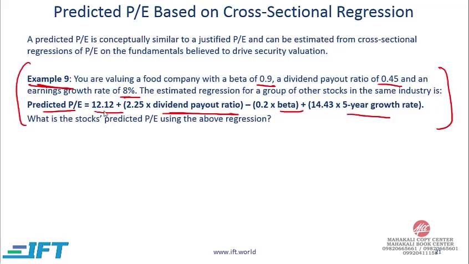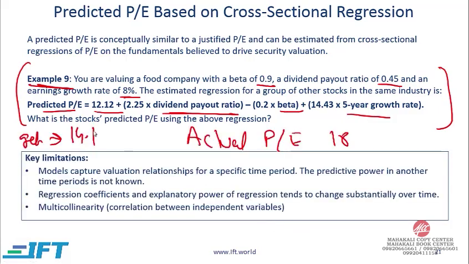Just plug and play, right? You've done this in quant. So you take the numbers given, plug them in, and you will get your answer. So when you plug in the numbers, this is what you get. If the actual PE in the market is 18, then is this stock overvalued or undervalued? The stock clearly appears to be overvalued.